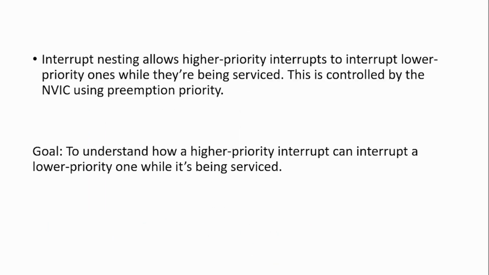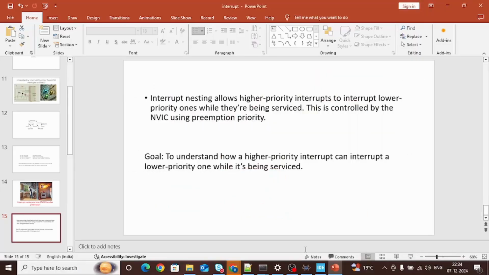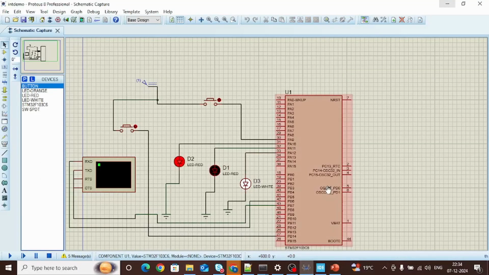Interrupt nesting allows a higher priority interrupt to interrupt lower priority ones while they are being served, and this is controlled by the NVIC. You know that already. In the last video we set the priority using this table, where a higher number means lower priority: 0 means highest priority and 15 means lowest priority. We have already discussed this, and our goal is to understand how higher priority interrupts can interrupt a lower priority one, and let us understand it with the circuit and the actual code.